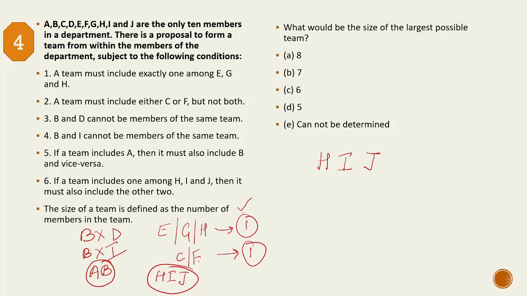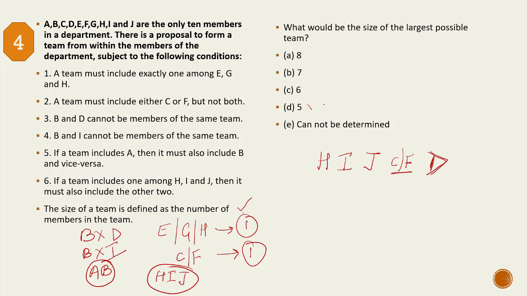Can I take C and F together? No. I can take one more person, and that person could be either C or F. Because there's a condition that B will not come with I, I cannot take B here. If I cannot take B here, I cannot take A here, because they appear everywhere together. So A and B are ruled out. And the only other person I can take is D. So what could be the size of the largest possible team?